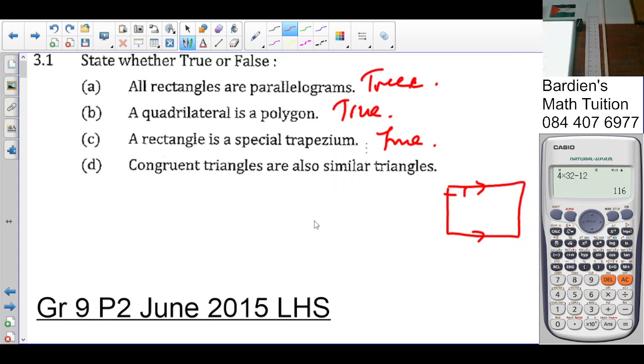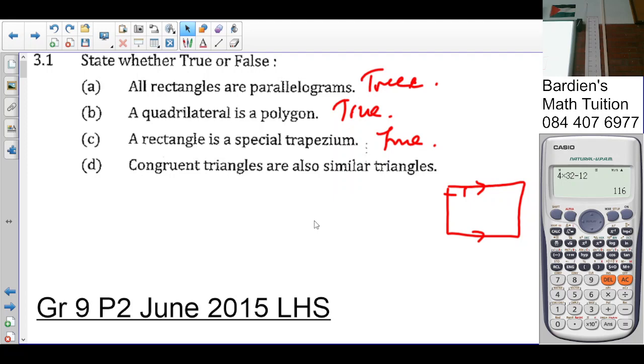Check whatever I wrote in the answers back in the days. Let's see whatever I wrote. False. Maybe then I was confused. Was it my writing? Mine. A rectangle is a special trapezium. Now I would say it's true.